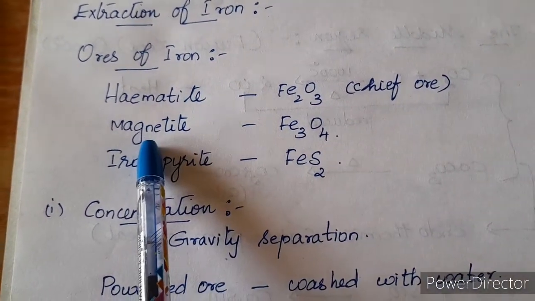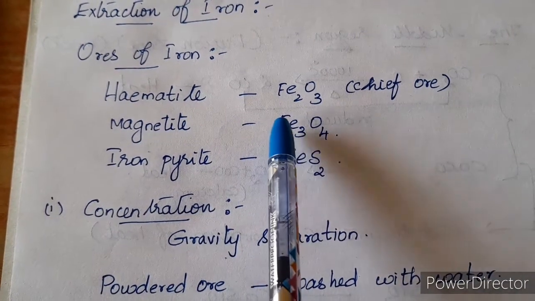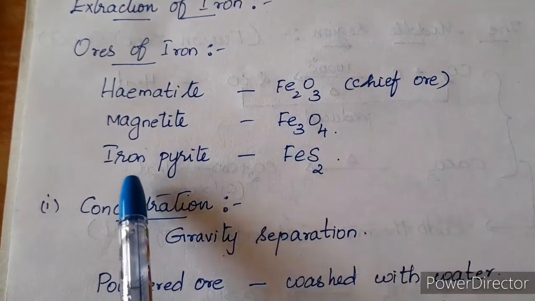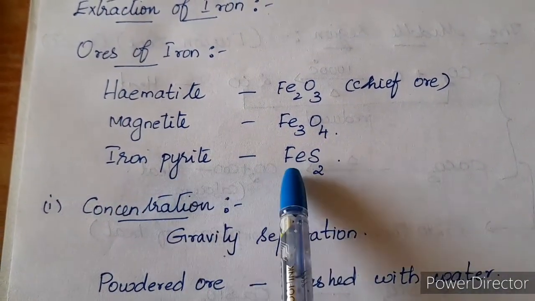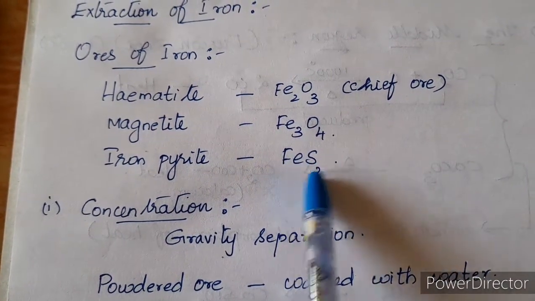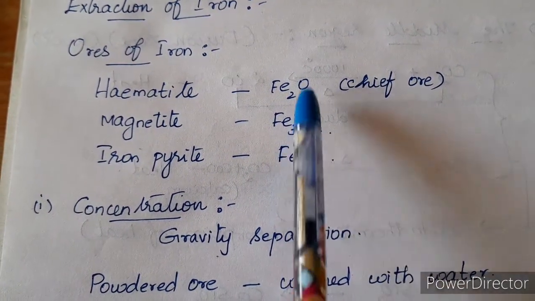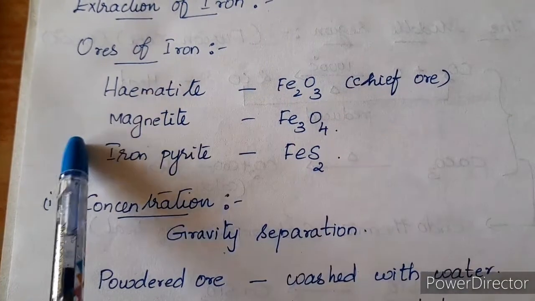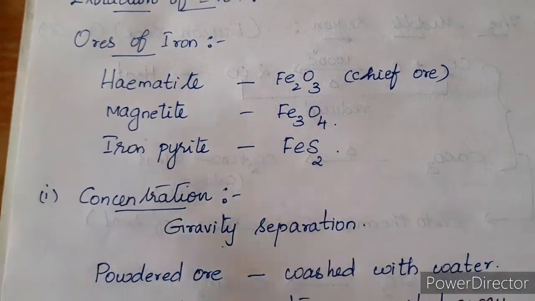The next one is magnetite, and the formula is Fe3O4. Next is iron pyrite, that is FeS2. So this is the sulfide ore, isn't it? And these two are the oxides, and these are the three important major ores of iron.